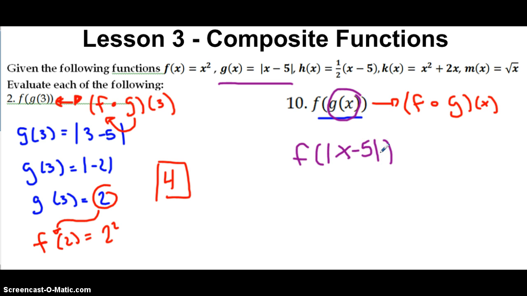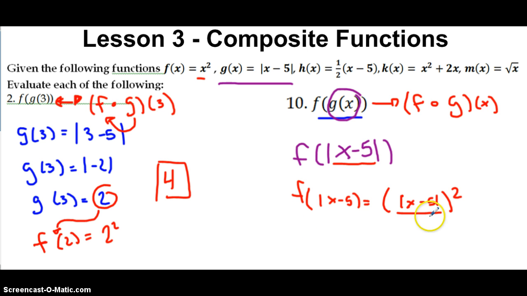Okay? So that's what we're doing. We're going to do the f of this. So we're going to be plugging this into the f function. Remember, this is where we put our input. Sorry, let me just erase that. What I meant to say is that if I have an input of the absolute value of x minus 5, it's just going to be the input, absolute value of x minus 5, squared. See, I just plugged this in for x. That's all you had to do.